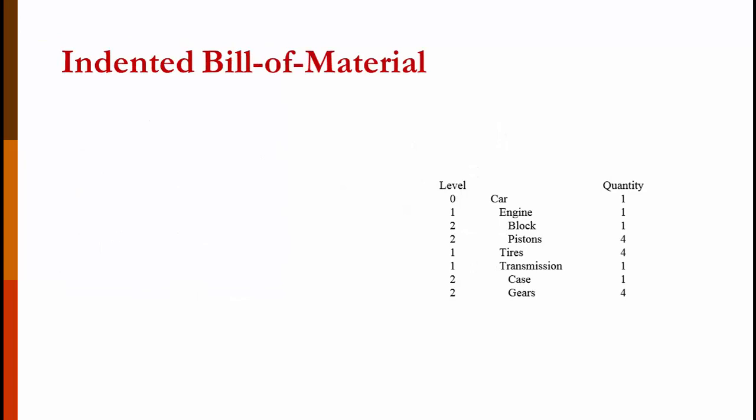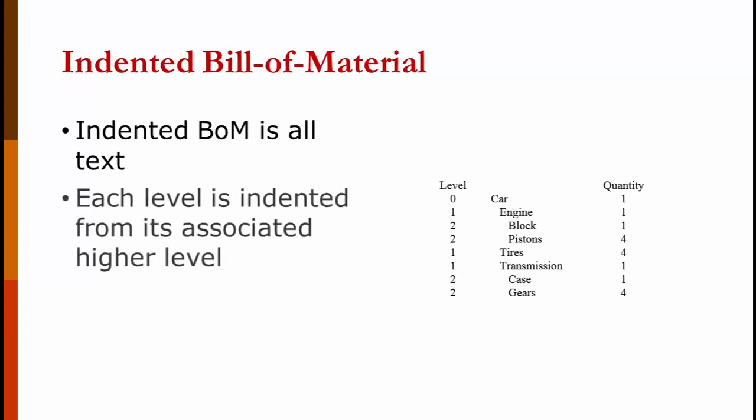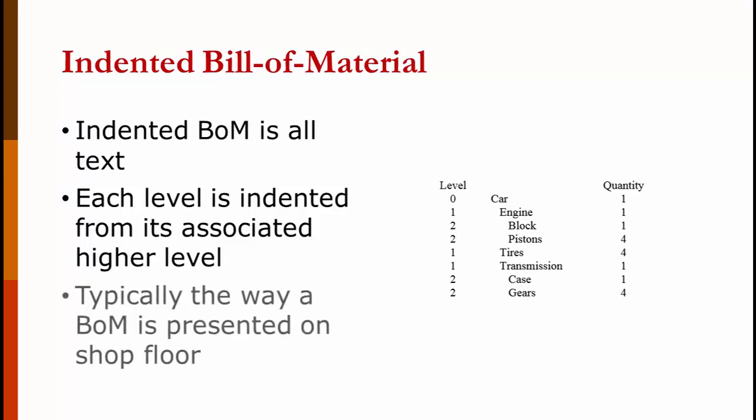On the screen, you see what's called an indented bill of material. Indented bills of material are common on the factory floor because they're all text, and so any printer can print them. Each level is indented below its associated higher level. So here we're showing a car is made up of an engine, a transmission, and tires. Then under engine, we've got the block and the pistons. Under transmissions, we've got the case and the gears. You can also see over on the right that it shows the quantity. This is typically the way a bill of material is presented on the shop floor.